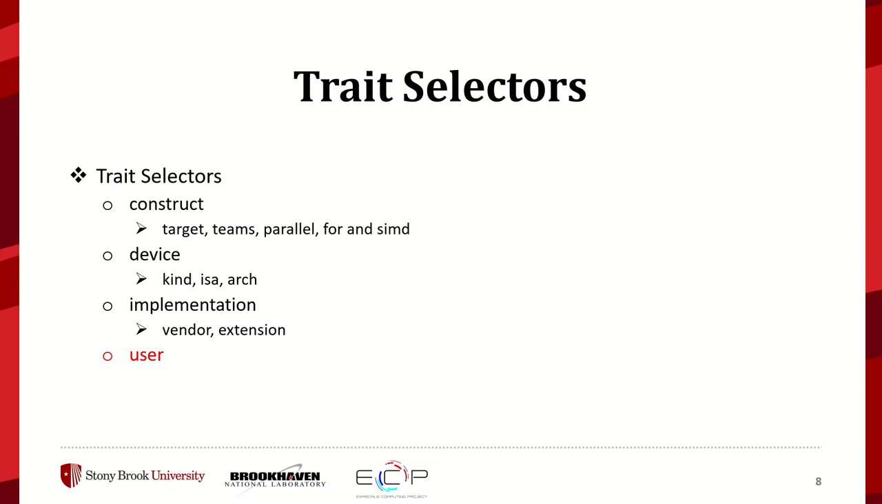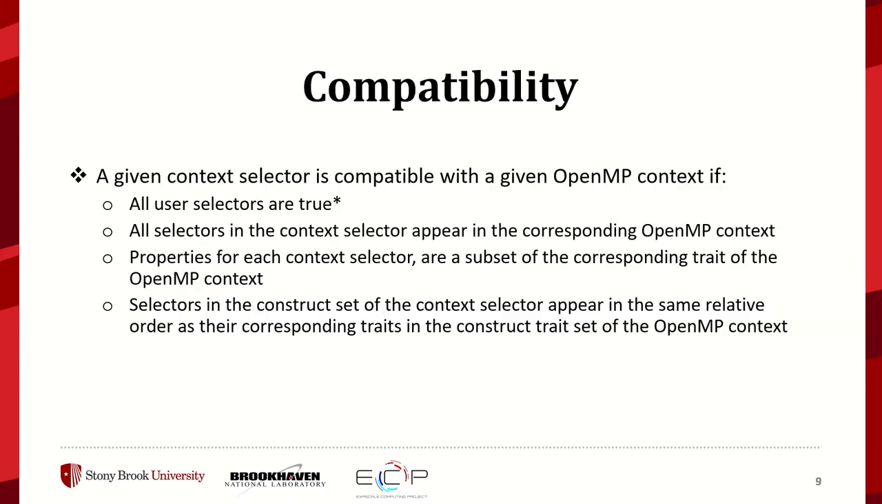For each when clause that appears in a metadirective, the specified directive variant, if present, is a candidate to replace the metadirective if the corresponding context selector is compatible with the OpenMP context. So, what is the compatibility rule? A given context selector is compatible with a given OpenMP context if the following conditions are satisfied. First rule, all selectors in the user set of the context selector are true.